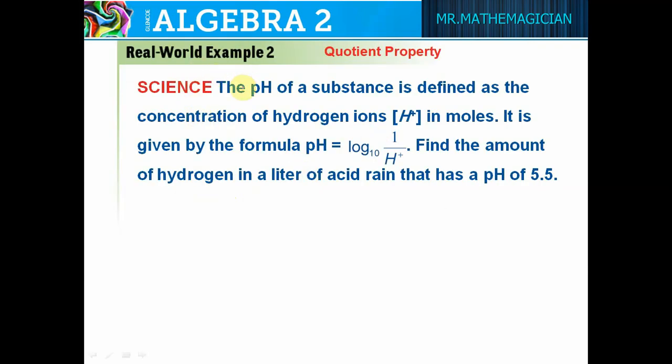Real world example 2. The pH of a substance is defined as the concentration of hydrogen ions, H positive, in moles. It is given by the formula pH equals log 1 over H positive to the base 10. Find the amount of hydrogen in a liter of acid rain that has a pH of 5.5.